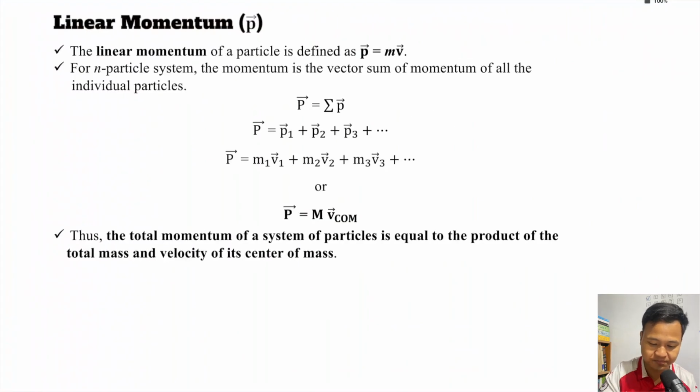Okay, so let's start. What is linear momentum? Linear momentum of a particle is defined as P equals mv, the product of mass and velocity.